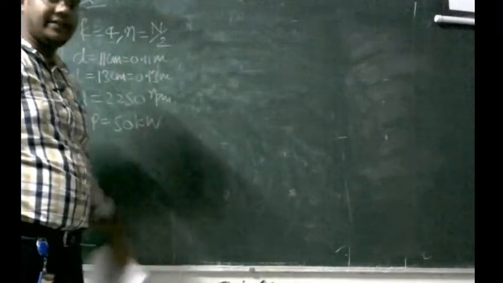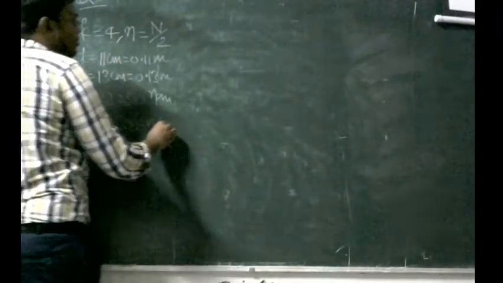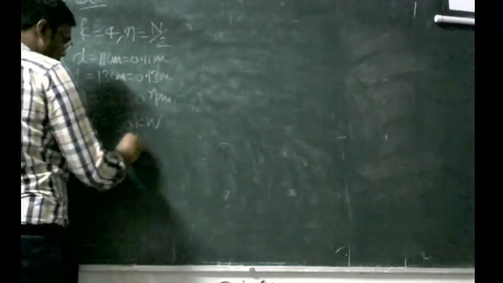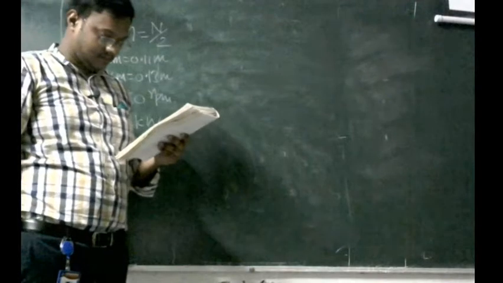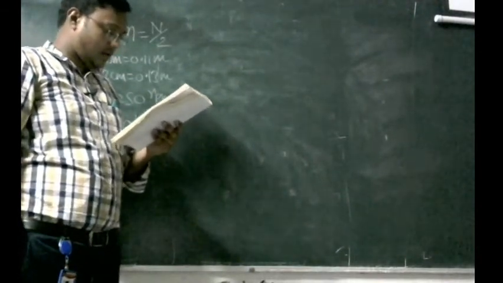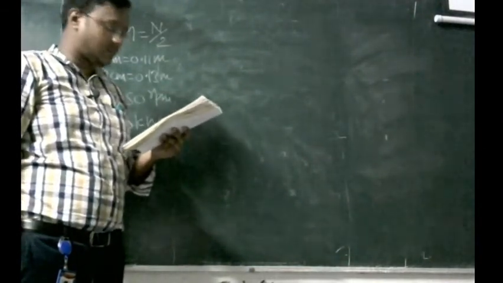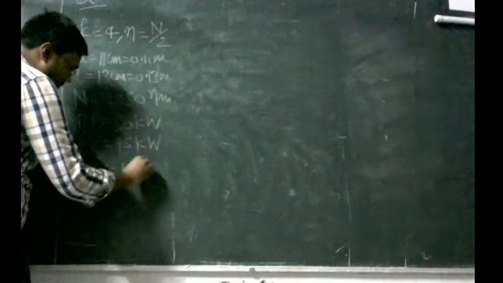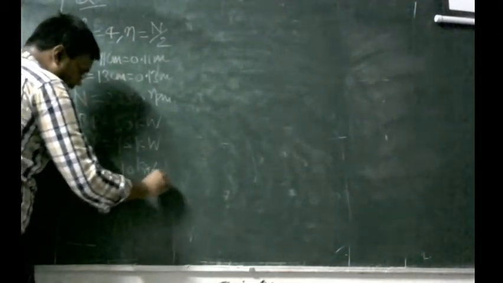Frictional power is equal to 15 kilowatt. Frictional power is given in the question. Mass flow of fuel is given in the question. Mass flow m dot f is equal to 10 kilogram per hour.